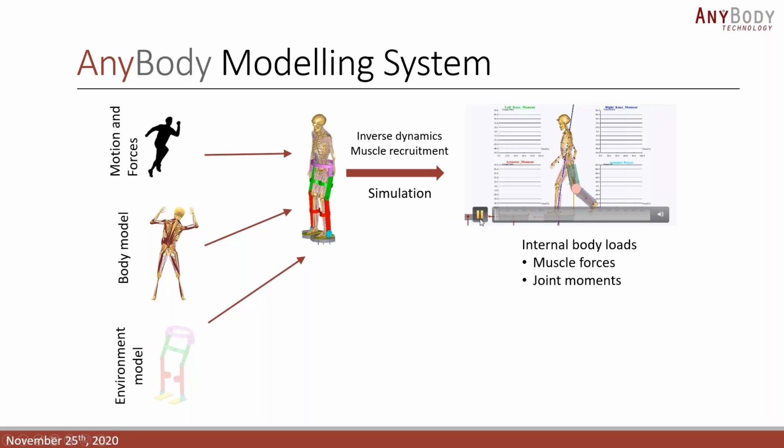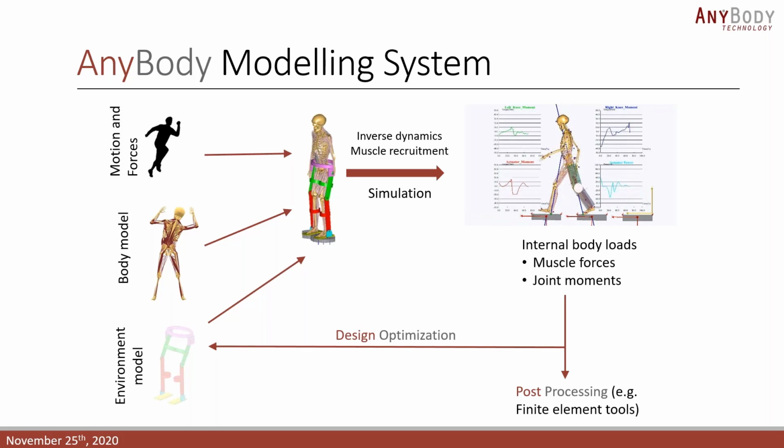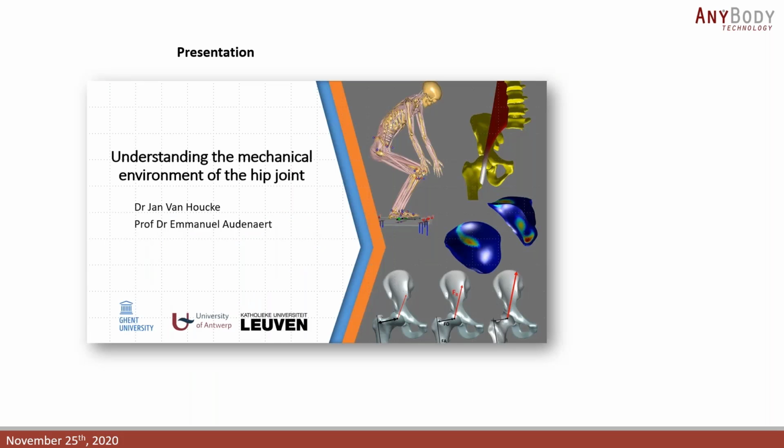Once this is done, you get a simulation like that, where you can look at all the internal loads in the body, and also interaction with the environment if needed. This can all be sent to a post-processing environment, for example, a finite element package. And this can, of course, be looped into a design optimization loop. So now I'm going to give the word to Jan to do his presentation.